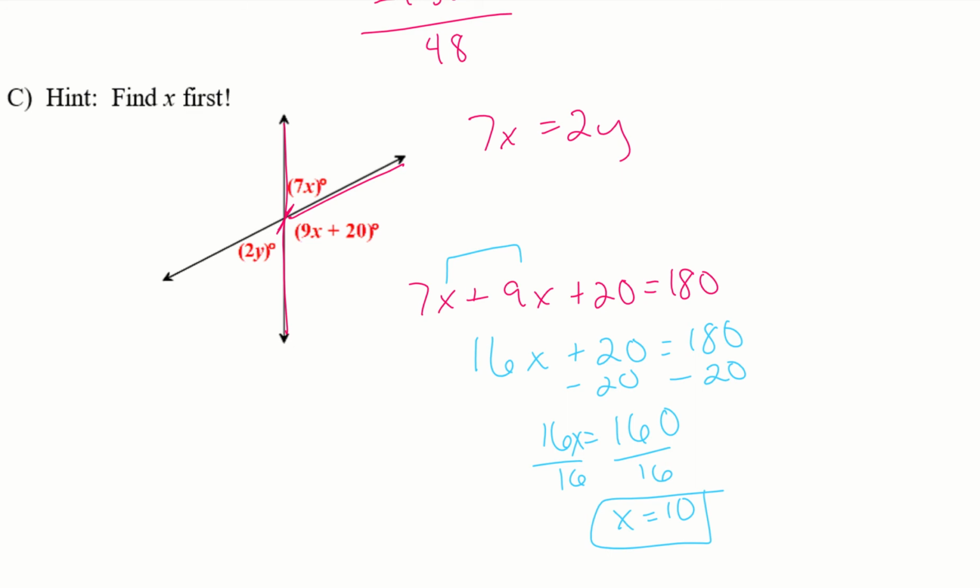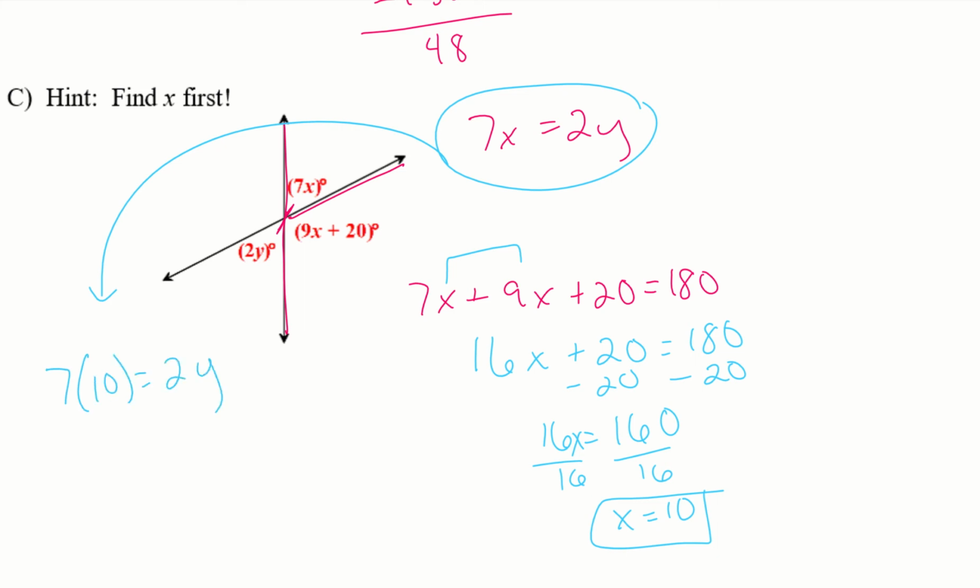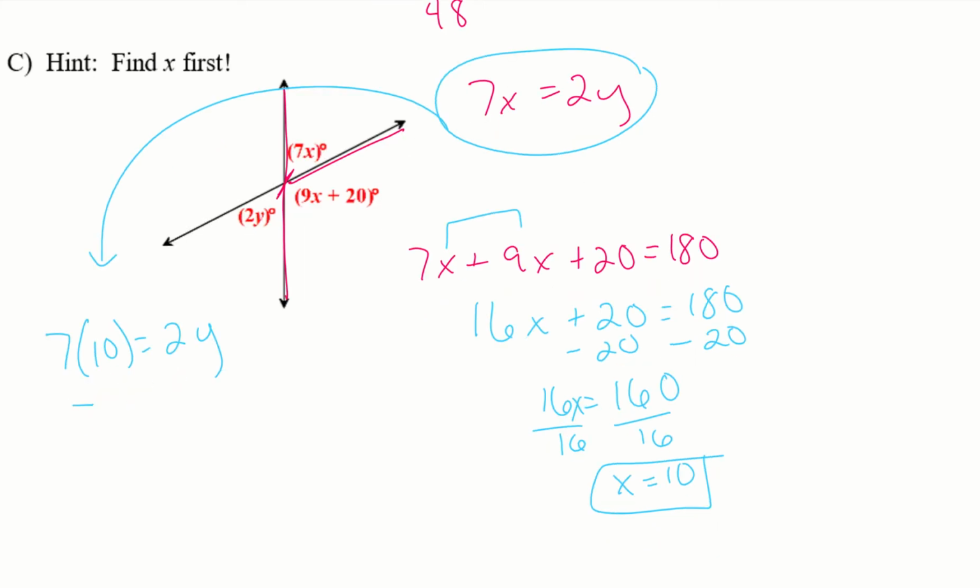Alright, and then I also want to find y, so I know that this is going to be in my equation. Move it over here. So now I have 7 times 10 equals 2y. 70 equals 2y. 35 equals y. So there we have it. We couldn't necessarily use the vertical angles first, so we had to go with the linear pair, but either way, we still end up finding both our variables.